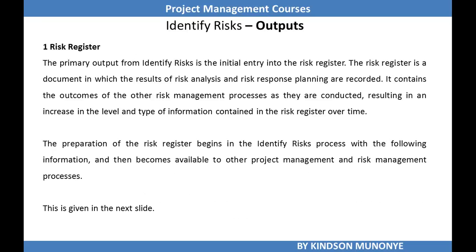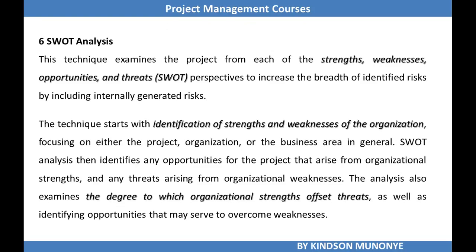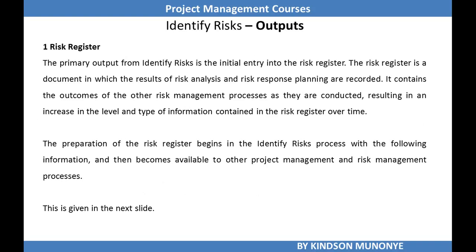Let's now look at the output. Also take note of one important tool and technique used in identifying risks, expert judgment. I do not explain it here because in my previous presentations I've exhaustively discussed expert judgment. We say that the identify risk process has just one output, and that is the risk register. The primary output from identify risks is the initial entry into the risk register. Yes, initial entry, because the risk register will be updated as the project continues and more risks are identified.